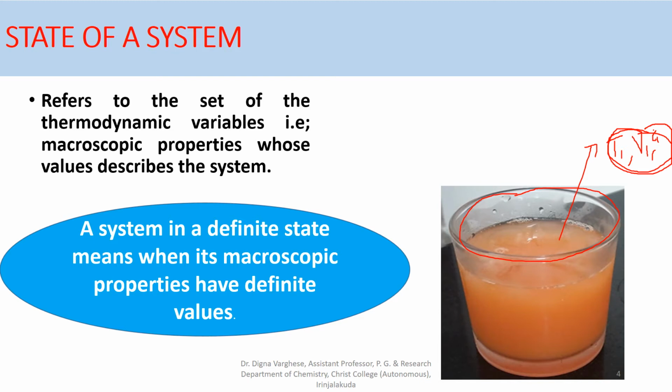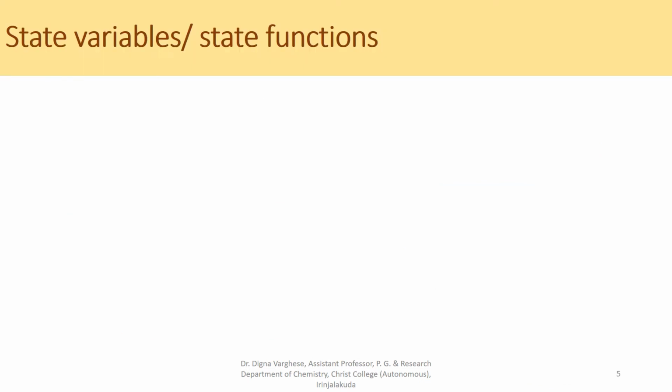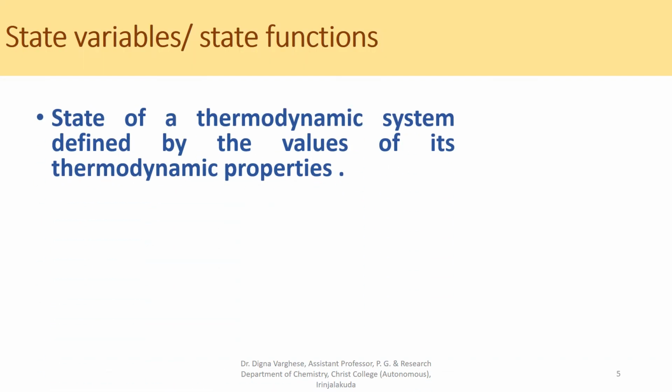State variables or state functions. The state of a thermodynamic system is defined by the values of thermodynamic properties. When we are considering a system, it has some thermodynamic variable values like T1, P1, V1, etc. These define the state of a system.